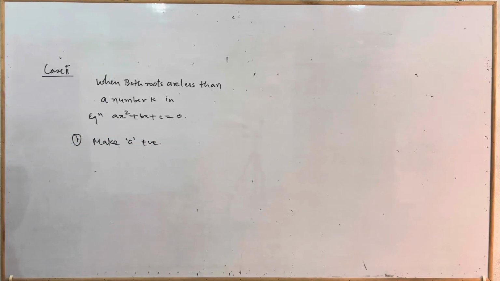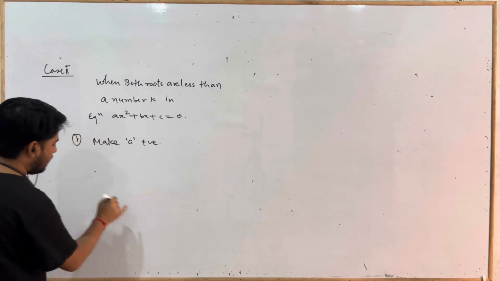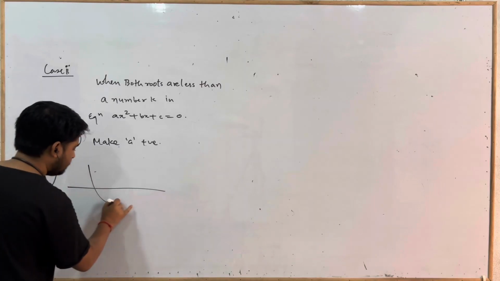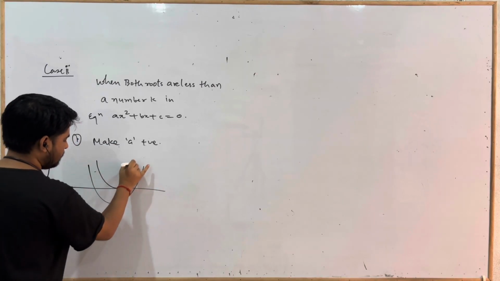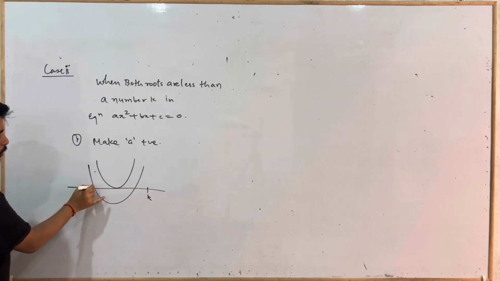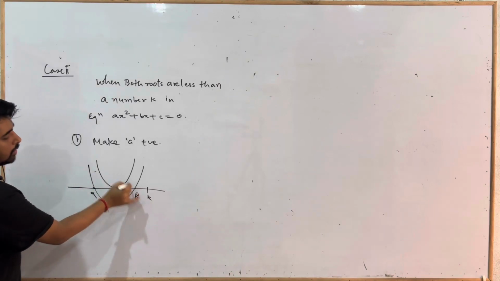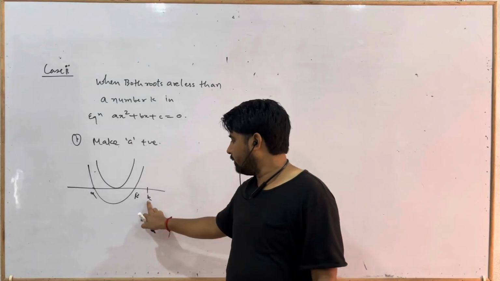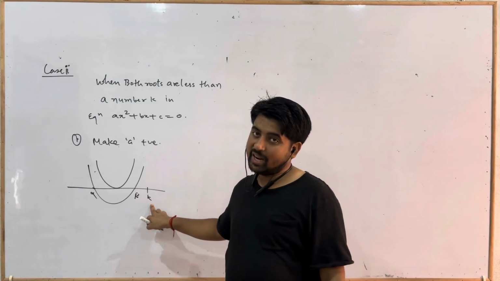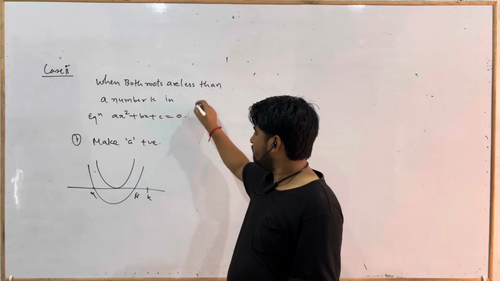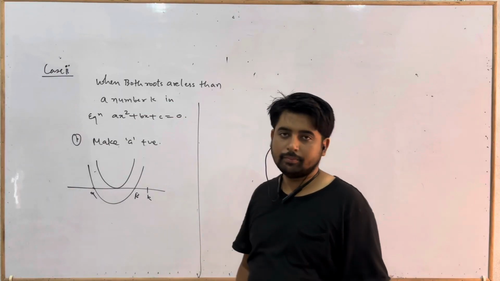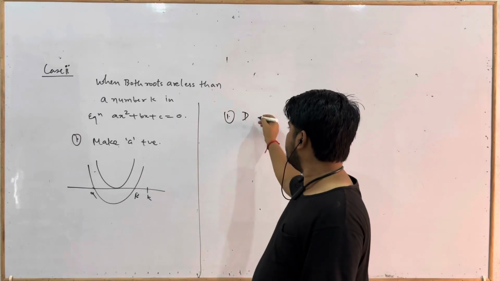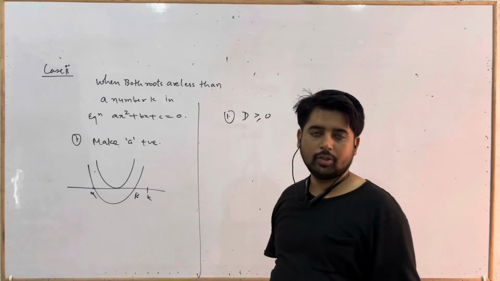Now look at here. We draw the graph. So what the graph looks like is this. This shows the roots of this quadratic polynomial, and both roots are less than number k. Now I am going to write the conditions. So the very first condition is about d. So d should be greater than or equal to 0.